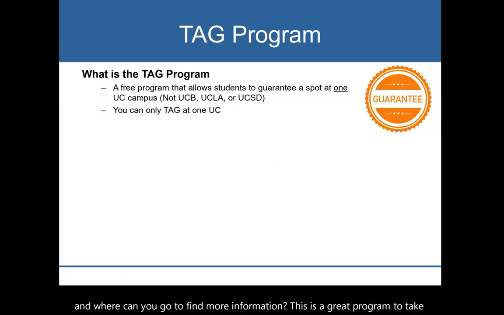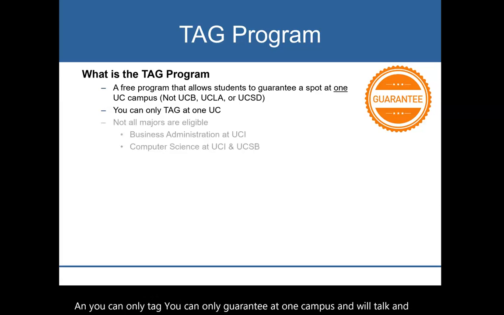So the TAG program is a free program that allows students to guarantee a spot at one of the UC campuses. Currently, the universities of Berkeley, LA, and San Diego don't participate in the program. And you can only guarantee at one campus. And we'll look at a couple different strategies related to that here in just a moment.